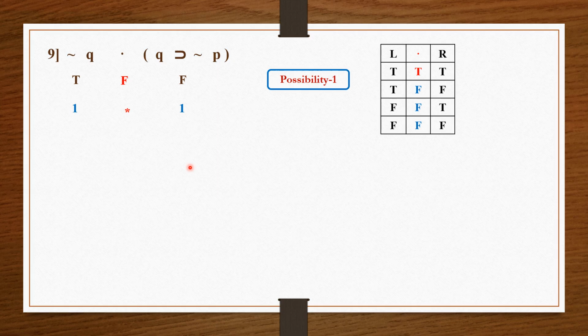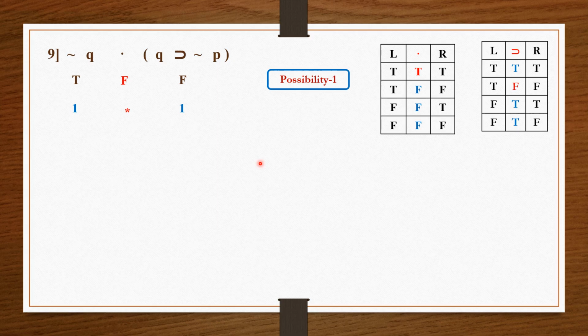Now what will you do? When is implication false? Implication is false only under one condition, when the antecedent is true and the consequent is false. What is the antecedent here? Q. And what is the consequent? Negative P. So below Q you will write true, and below negative P you will write false. This is number 2.